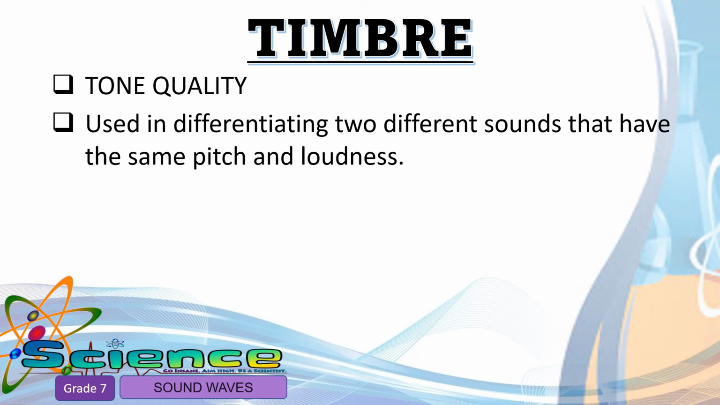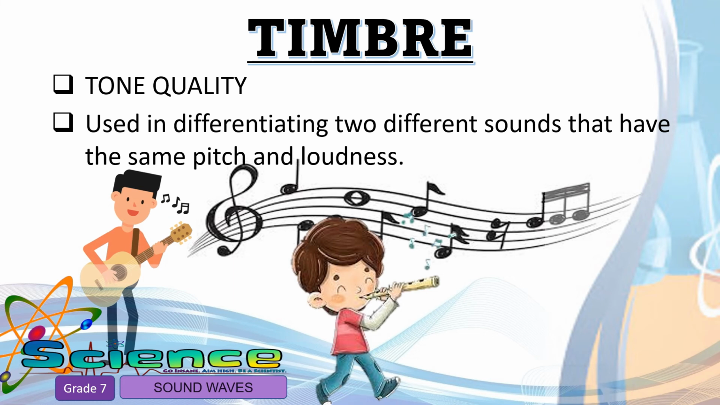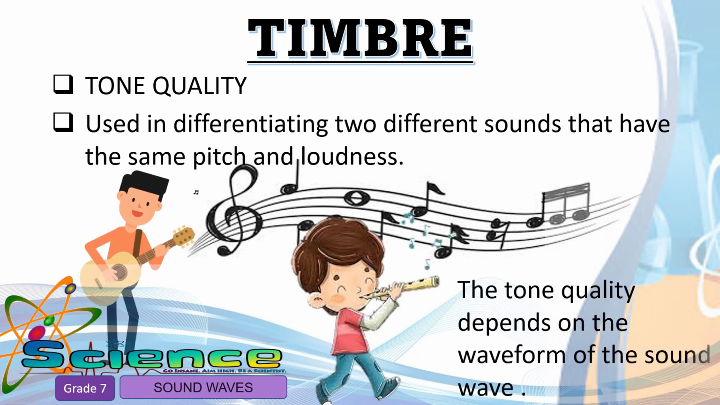For example, if a flute and a guitar are playing the same notes, the pitch may be the same, but the timbre of each sound is very different. These two instruments produce different sounds even if they are playing the same note. The tone quality depends on the waveform of the wave.